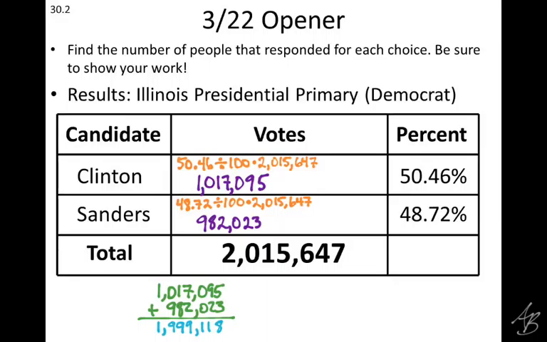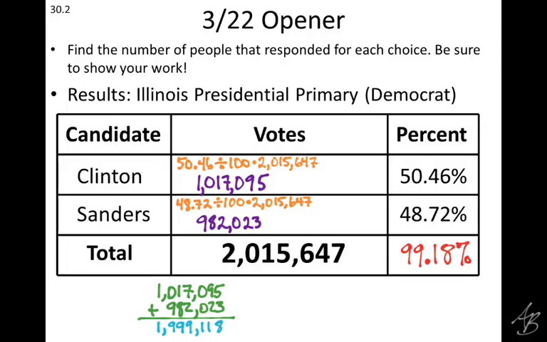Okay, and we'll also see that if we add these two percentages together, what do we end up with? If we add 50.46% plus 48.72%, then we end up with what? 100%. No. 99.18%. So the votes for Clinton and the votes for Sanders represent a little under 100% of the votes, because we have a few votes that went to other candidates, about 16,000 of them. So the other 0.82% of the votes were for other candidates.